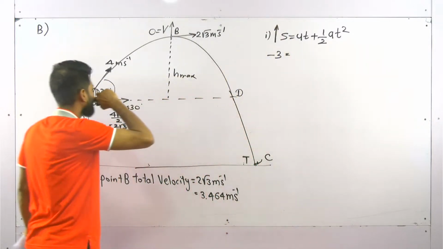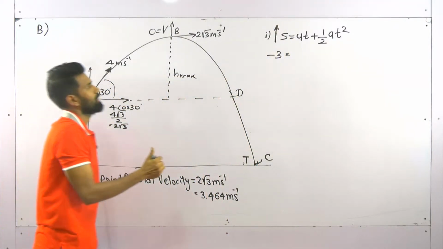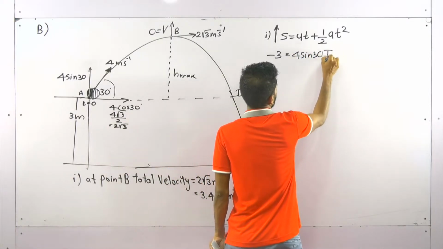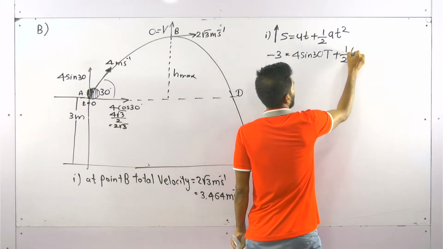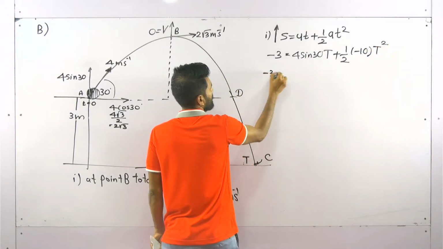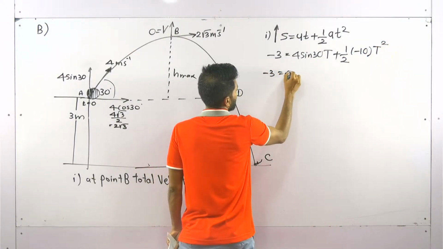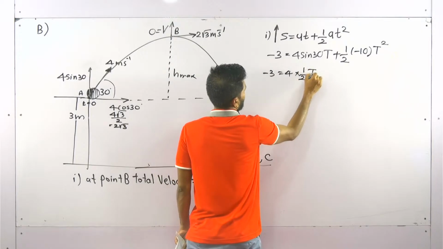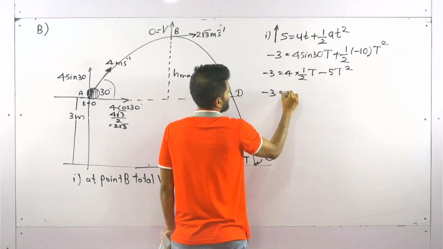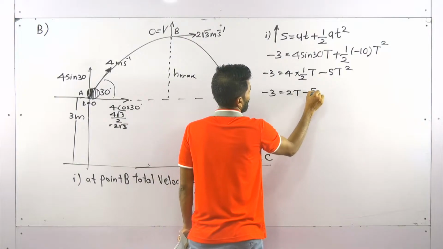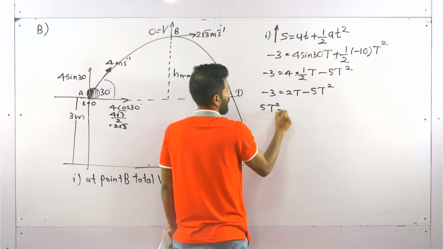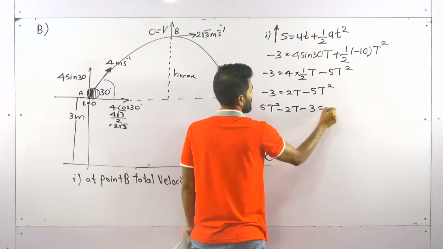So initial velocity, 4 sine 30 upward. 4 sine 30 times flying time t plus half minus 10 t square. Minus 3 is equal to 4 sine 30, sine 30 is half, t minus 5 t square. Minus 3 is equal to 2t minus 5t square. 5t square minus 2t minus 3 is equal to 0.